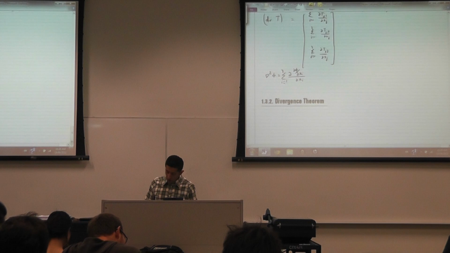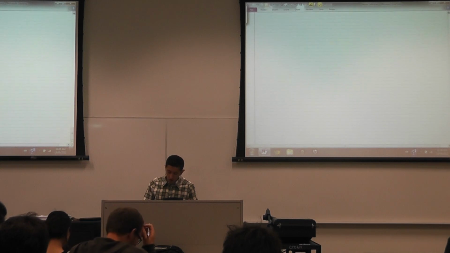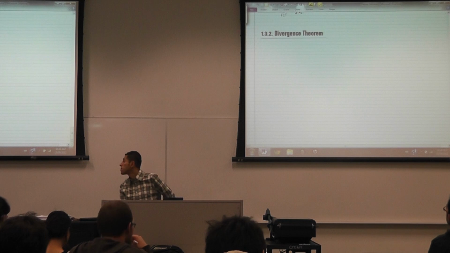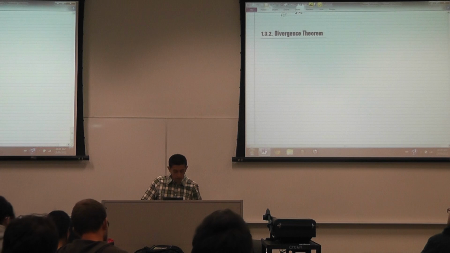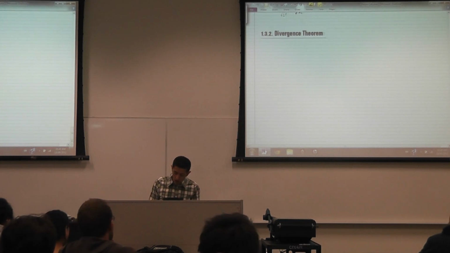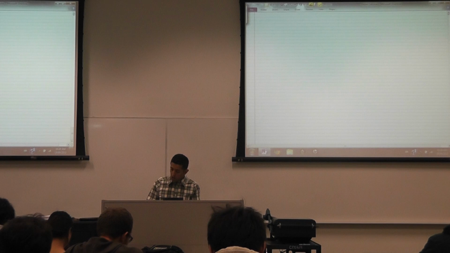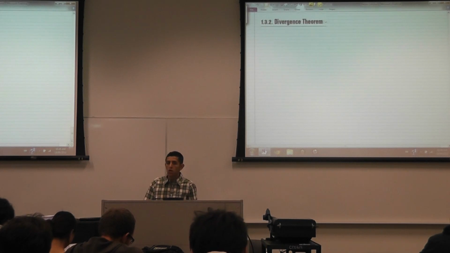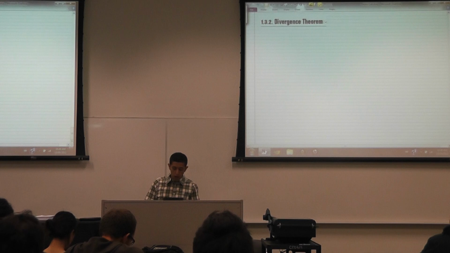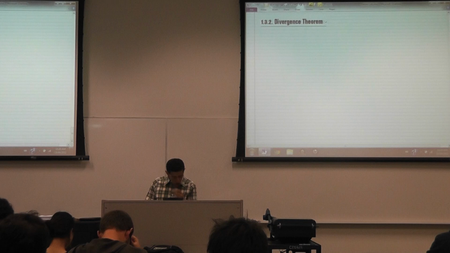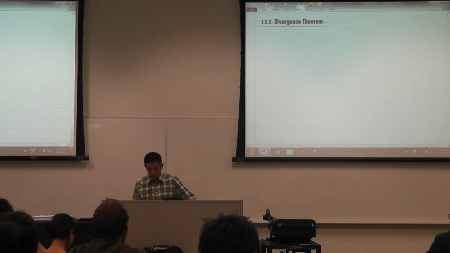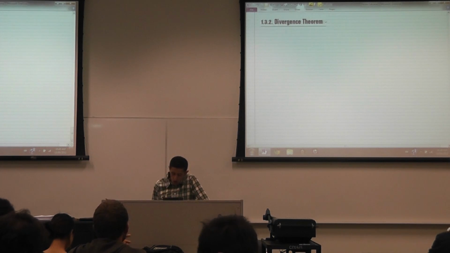The last section that we're going to cover today, or the last section in linear algebra in the whole course, is the divergence theorem. So what is the divergence theorem? The divergence theorem is an extension of the fundamental theorem of calculus. I'm not sure of the exact name, but it's an extension of the following to 3D.